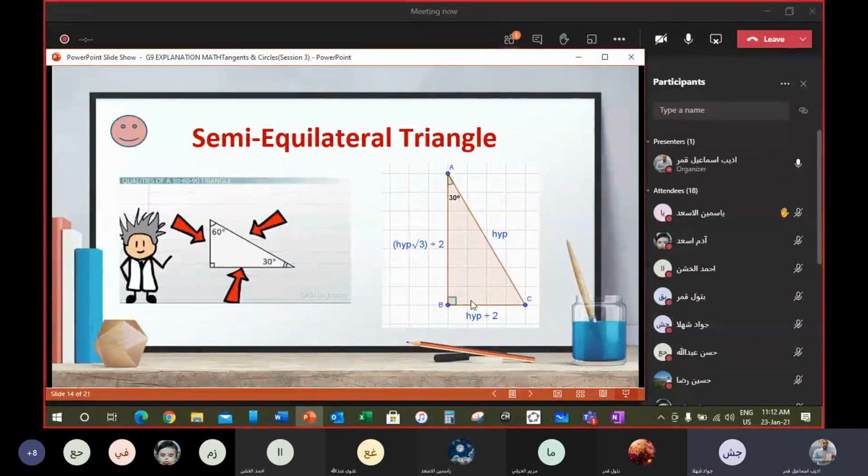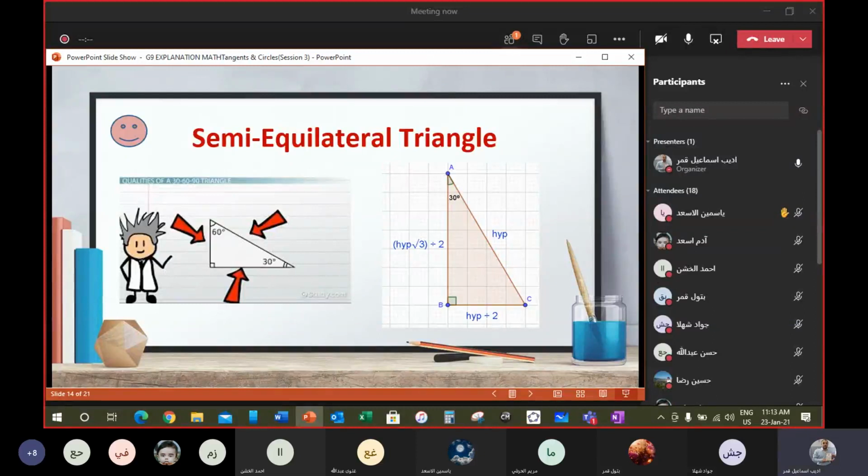In a semi-equilateral triangle, the side opposite to angle 30 degrees is equal to hypotenuse over 2.